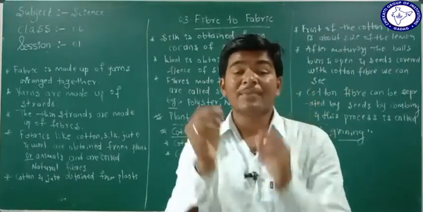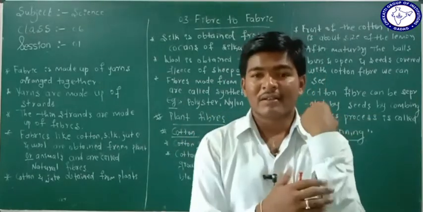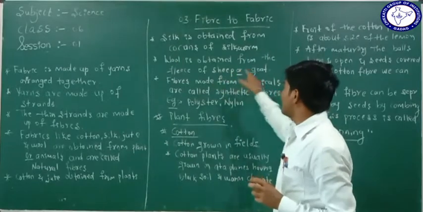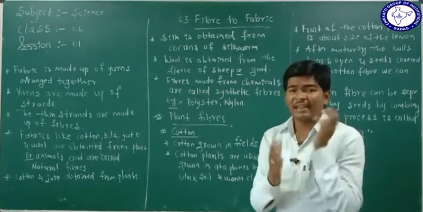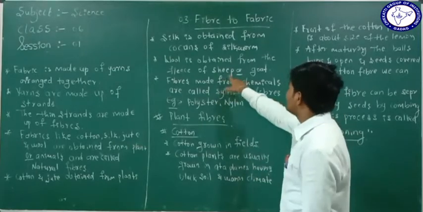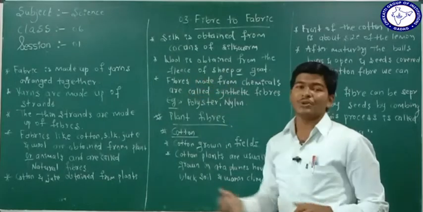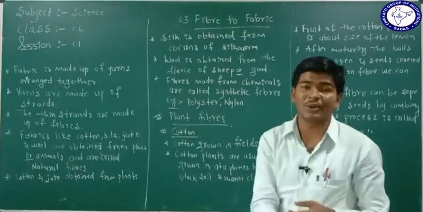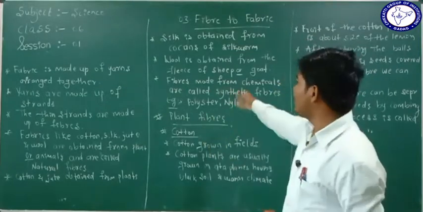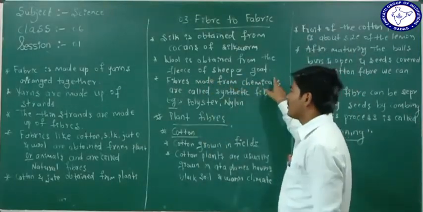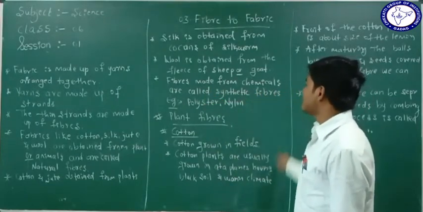Fleece is nothing but a hair-like structure present on the skin of the sheep and goats. The hair-like structure which is present on the sheep or goat is nothing but the fleece. We use this fleece to convert into wool. So wool fabric is obtained from the fleece of the sheep and goat. Fibers made from chemicals are called synthetic fibers.